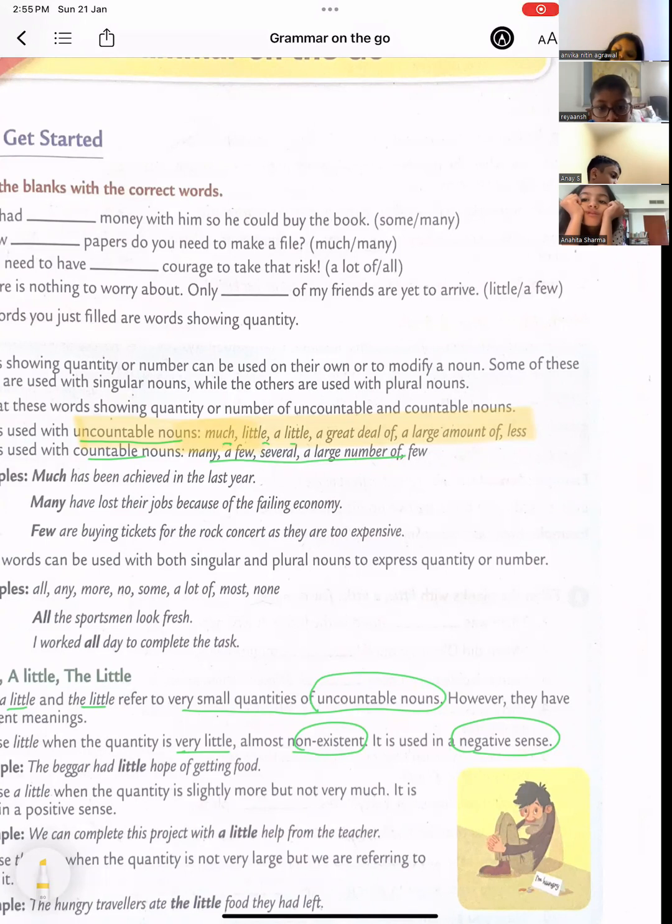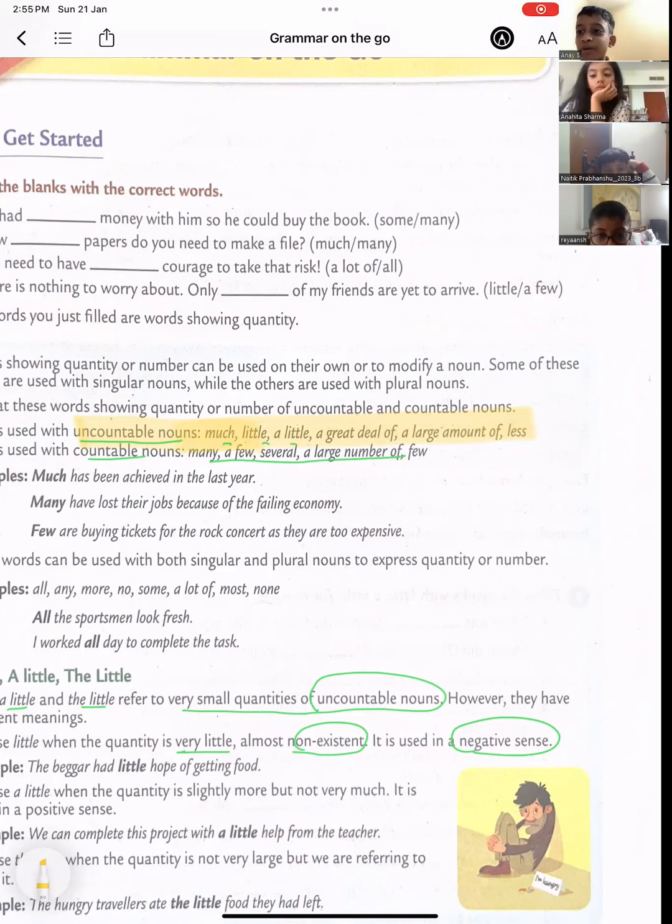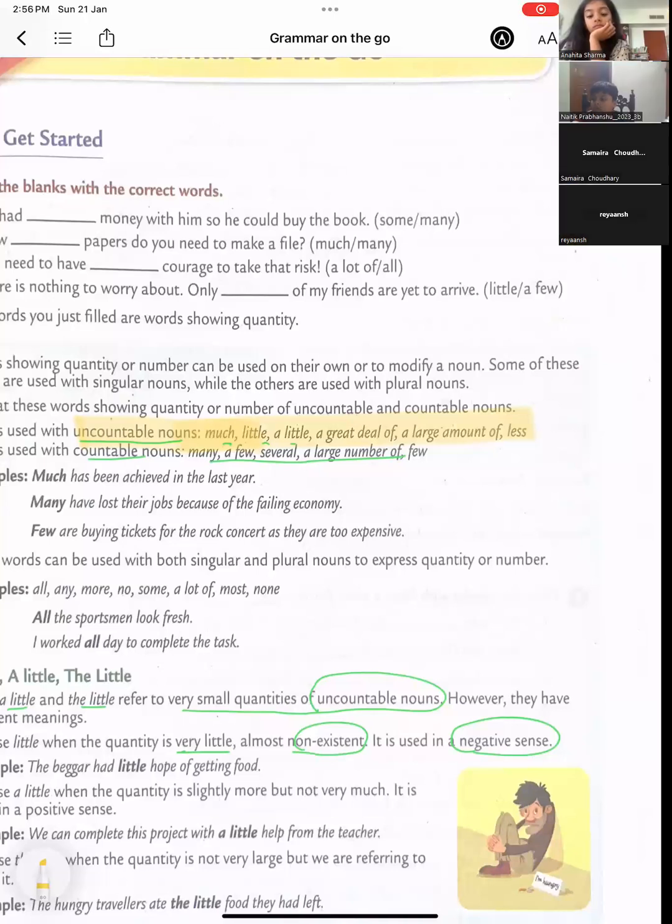Anay, tell me. Kian, tell me. A large amount of. Ma'am, I have a little hair. I have a little hair will not work, not at all. A large amount of hair. So okay, let's make a good sentence.